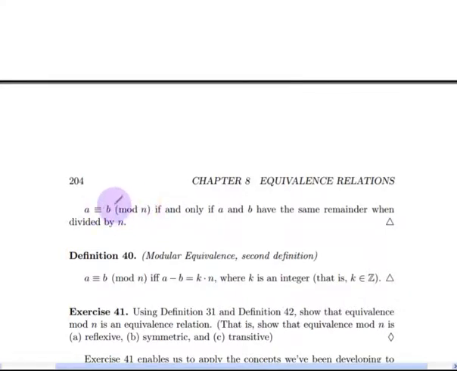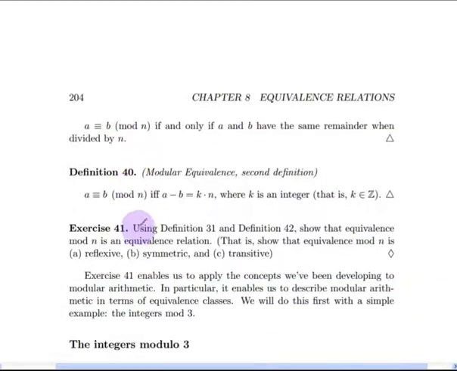A is equivalent to b, mod n, if and only if a and b have the same remainder when divided by n. Here's another alternative definition, which is often more useful. A is equivalent to b mod n if and only if a minus b is an integer multiple of n. All right, this should be definition 40 here.